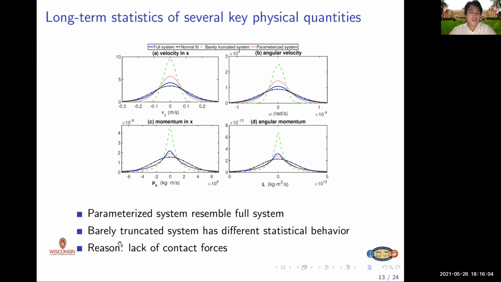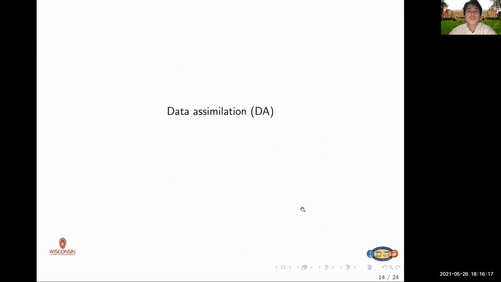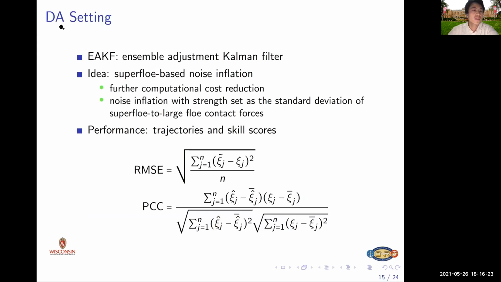So the reason is that in the bare truncated system, the contact force contributions from the small floes are simply removed. So looking into the data assimilation side, let's consider the data assimilation setting.